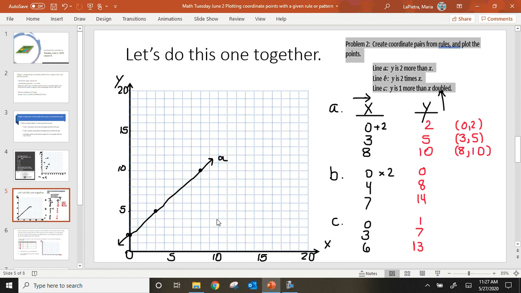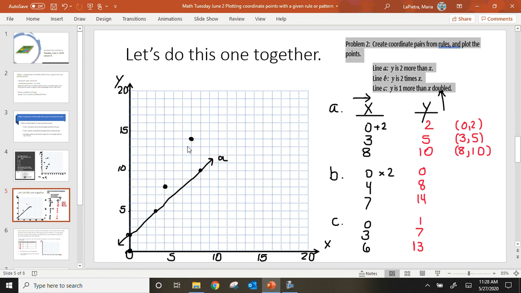Let's plot those. 0 times 2 is 0, right on the origin. We never left it. 4, we're going over 4, and we're going up 8. This is really good practice on plotting points, as well as figuring out what the rule is. And 7 times 2 is 14. Over to 7, up to 14.